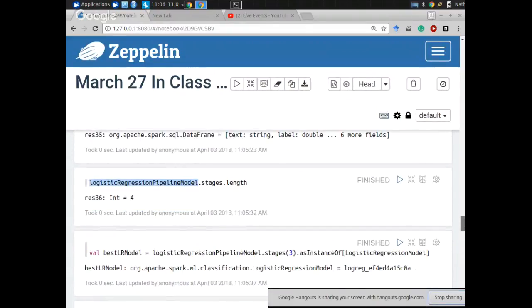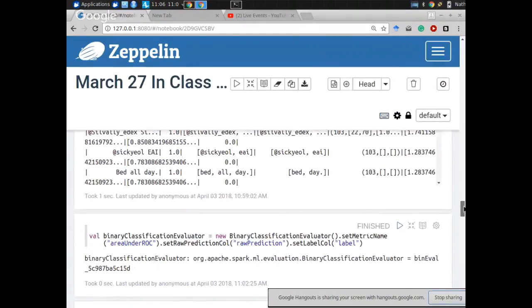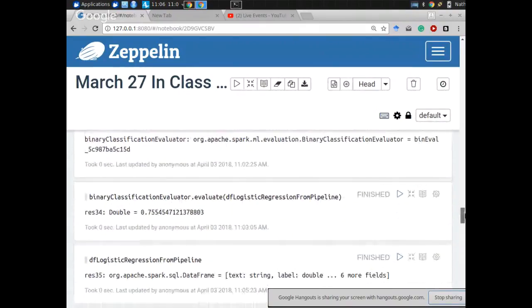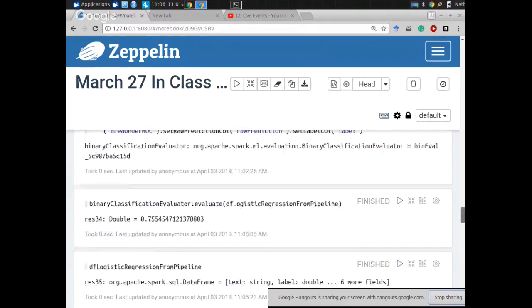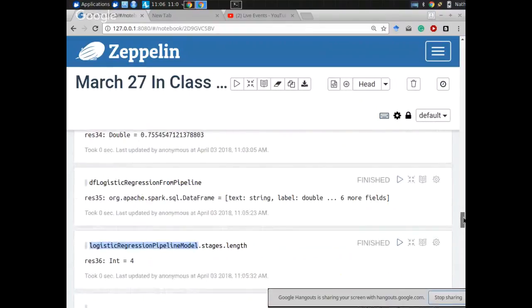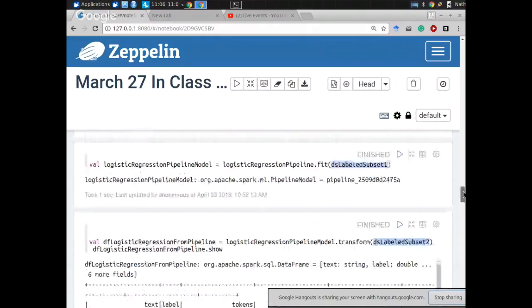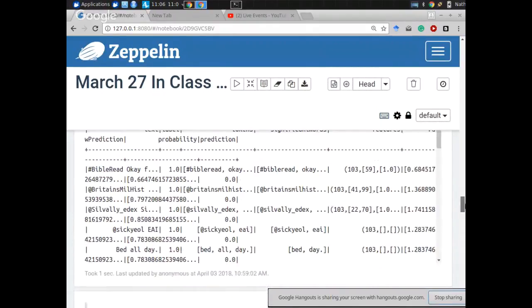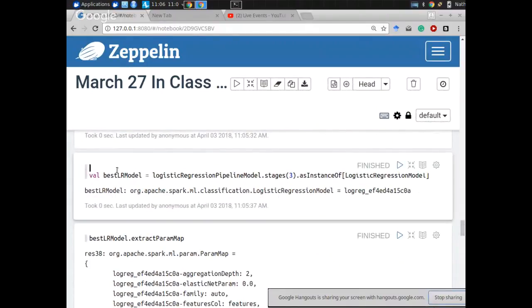I should have emphasized here, right. So we had fit this, and this logistic regression pipeline model that we got was something that we had fit back here. It just came from a single model. So the fact that this says best LR model is a little bit of a misnomer. It's actually not the best.